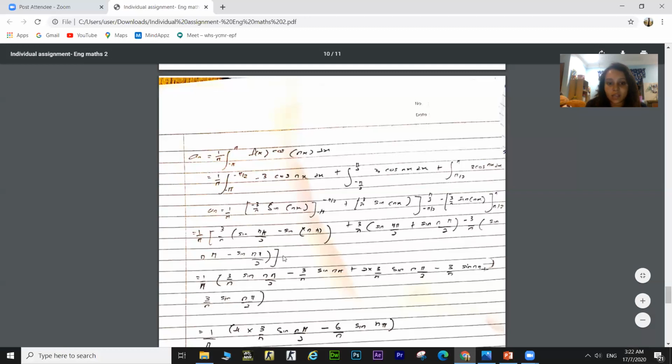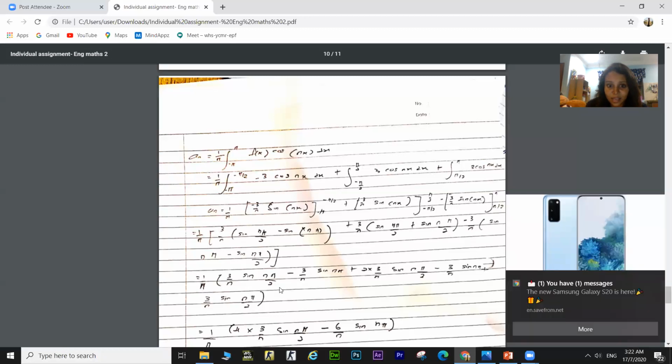Okay, so the next step will be 1 over pi, bracket 3 over n sine n pi over 2 minus 3 over n sine n pi plus 2 times 3 over n, because we have to multiply. So 3 over n sine n pi plus 3 over n sine n pi over 2.